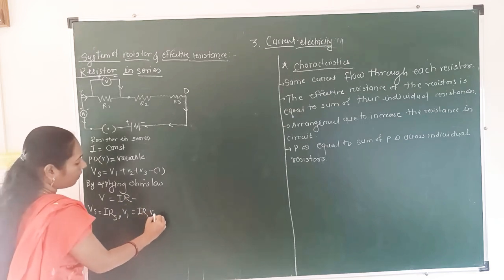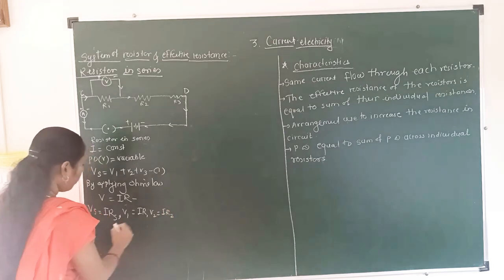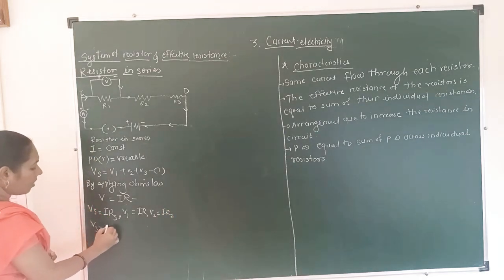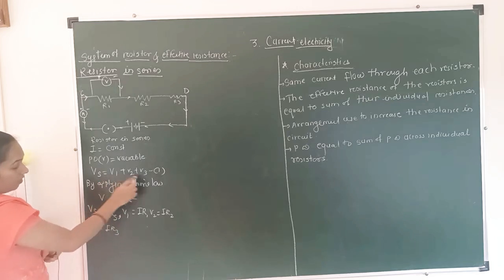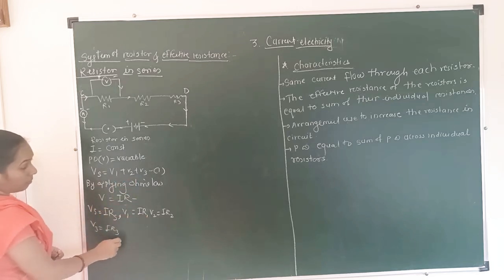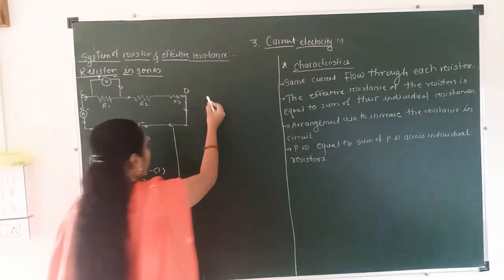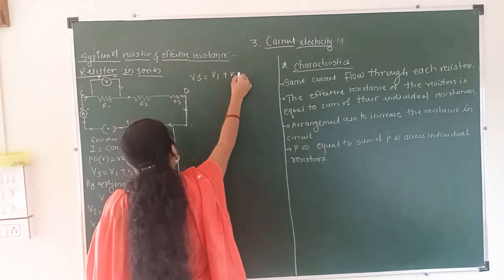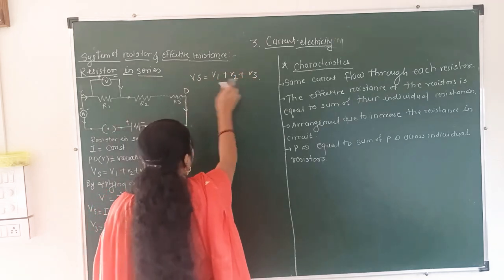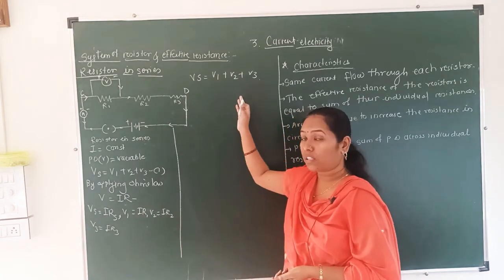What is the value for V2? V2 is equal to IR2. And what is V3? V3 is equal to IR3. These are the values for the various components. Now, what is our equation? Our equation is Vs is equal to V1 plus V2 plus V3, and we have the values for all three components.